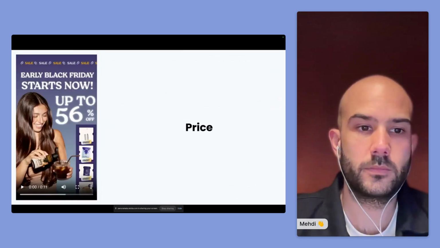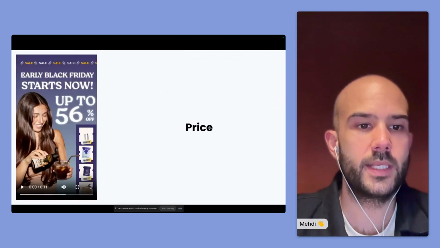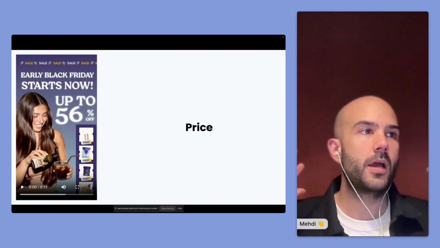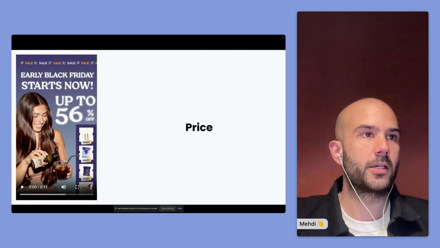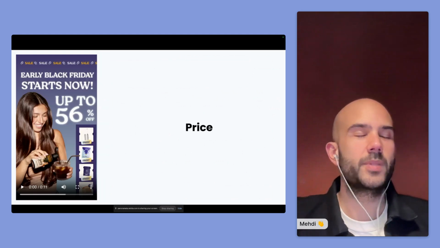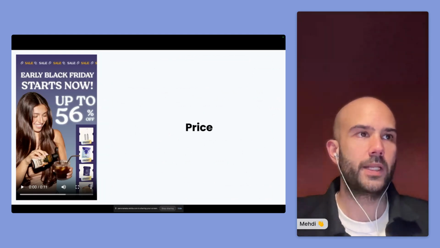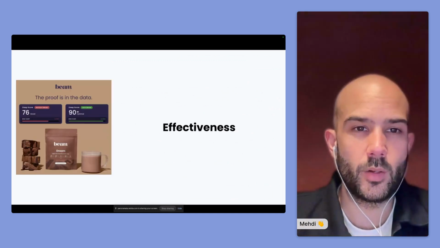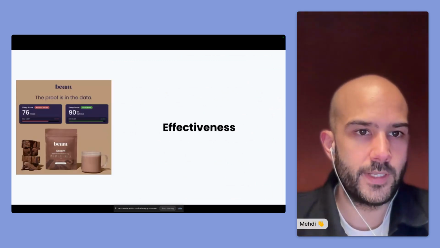The price, of course. So this is for Black Friday. This is still JV. But each time that you see a big offer, that's the price angle. Then each time that you see an ad that has the price bold, loud, and clear, whatever the form, then it means that they're using the price angle. And then effectiveness as well.